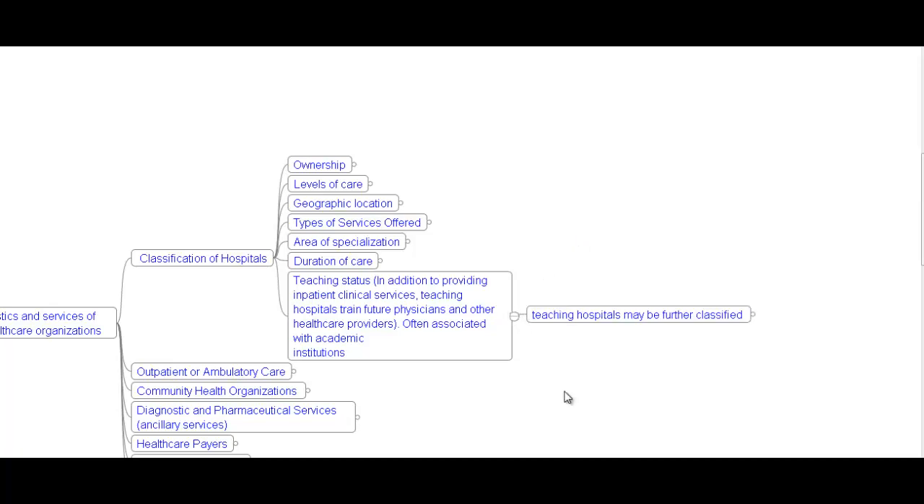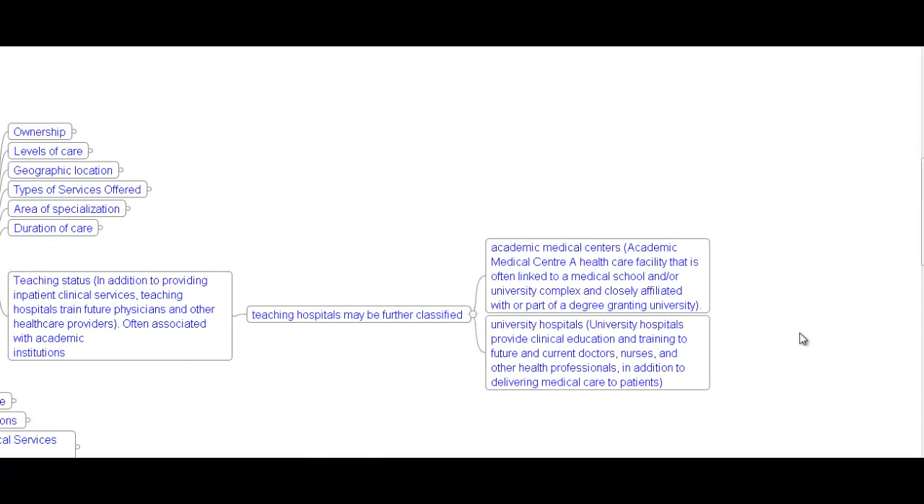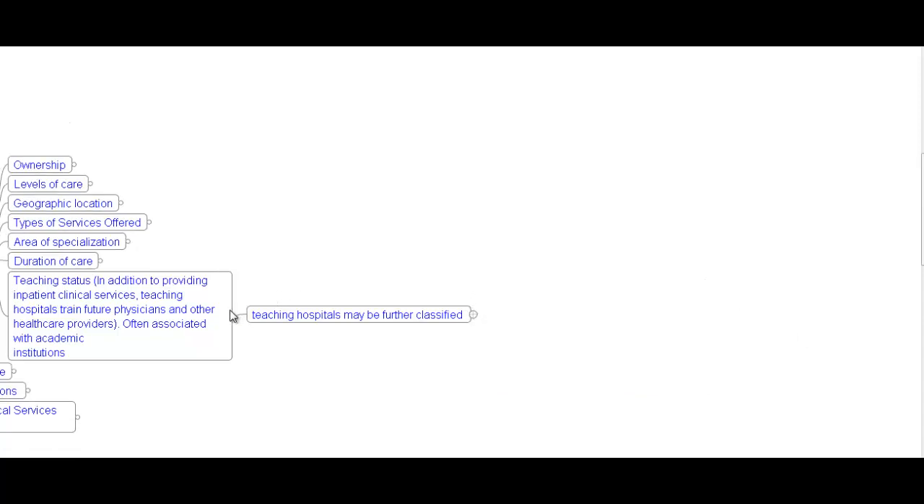A teaching hospital may be further classified as an academic medical center. An academic medical center is a healthcare facility that is often linked to a medical school and/or university complex and closely affiliated with or part of a degree-granting university. A university hospital provides clinical education and training to future and current doctors, nurses, and other health professionals, in addition to delivering medical care to patients. Now we'll see the next topic.